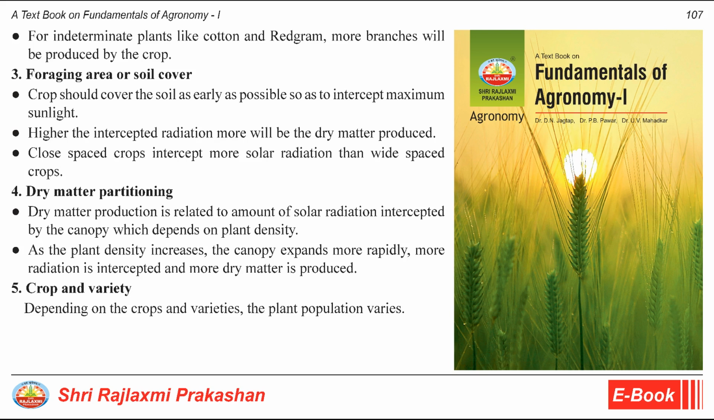Number 3. Foraging area or soil cover. Crop should cover the soil as early as possible so as to intercept maximum sunlight. The higher the intercepted radiation, the more dry matter is produced. Close-spaced crops intercept more solar radiation than wide-spaced crops. Number 4. Dry matter partitioning. Dry matter production is related to the amount of solar radiation intercepted by the canopy, which depends on plant density. As the plant density increases, the canopy expands more rapidly, more radiation is intercepted and more dry matter is produced. Number 5. Crop and variety. Depending on the crops and varieties, the plant population varies.